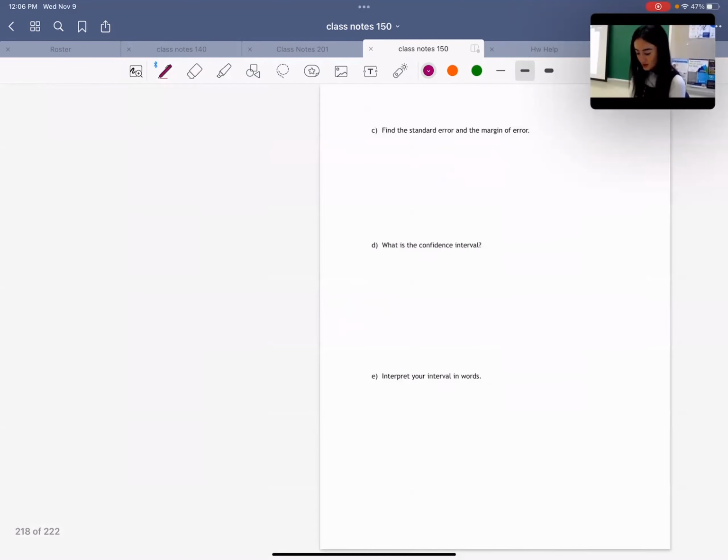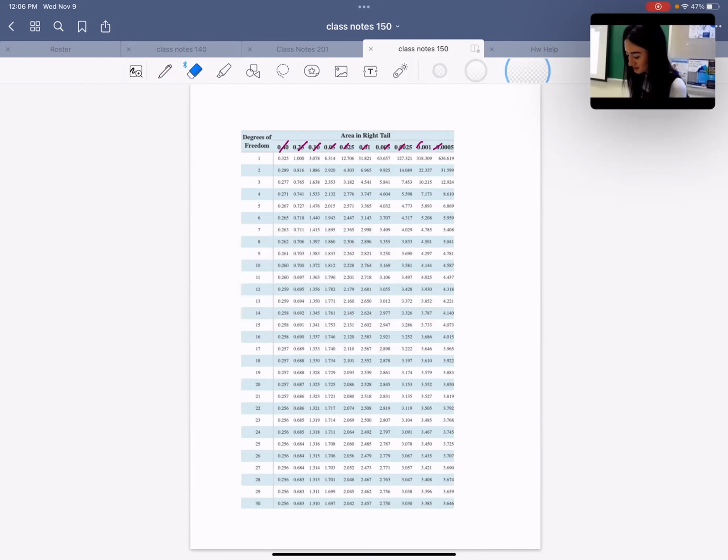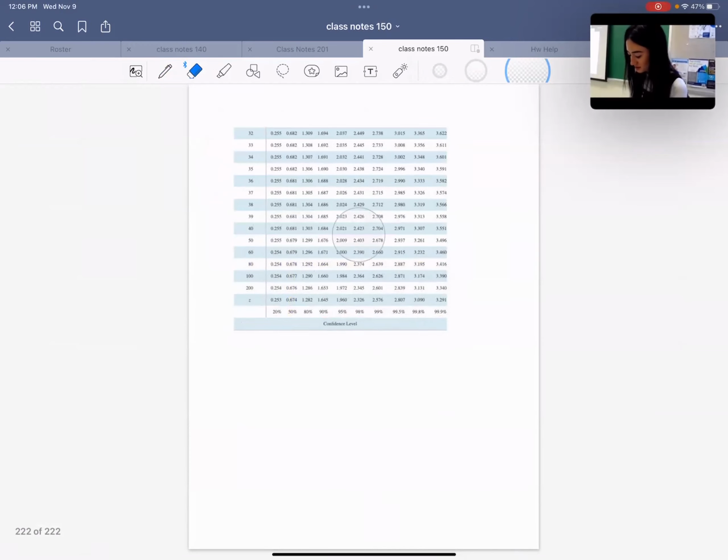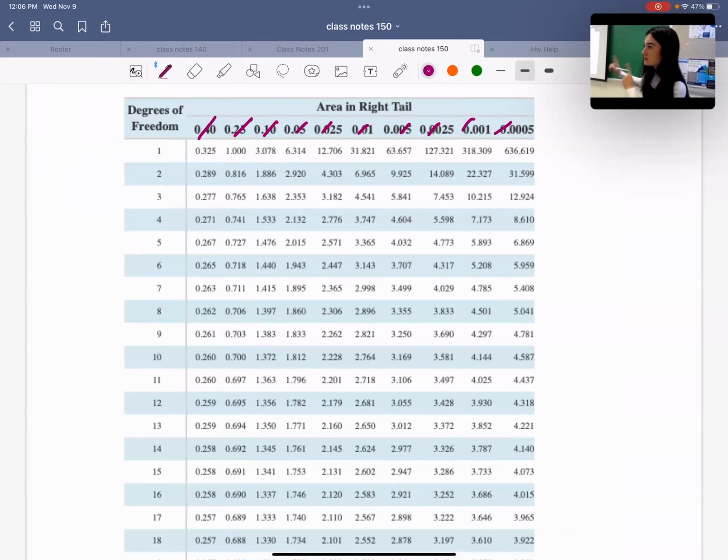Going all the way to the back here, I'm actually going to erase what I did last class so it's not very confusing. So let me just erase all this. Okay. We're going to look at row 7, right? So looking at row 7.